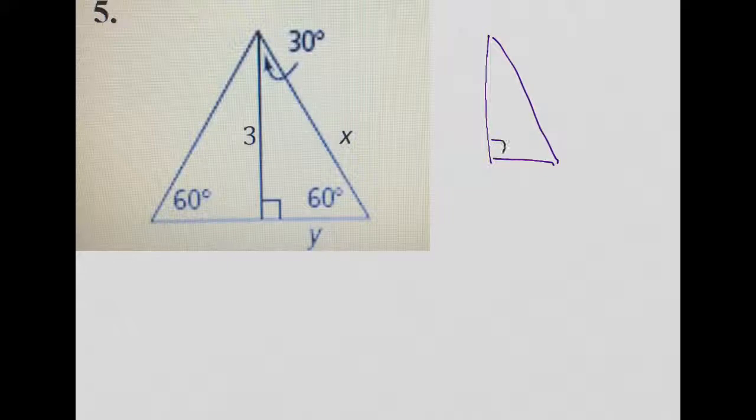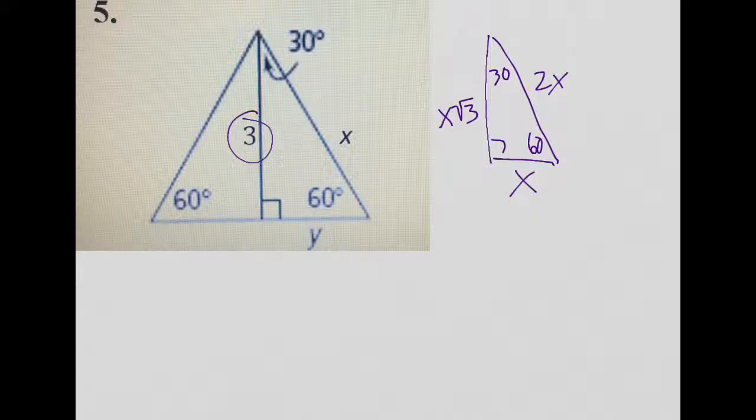So remember, when you are dealing with a 30, 60, 90 triangle like this, the side opposite from the 30 is your x, the hypotenuse is your 2x, and then the third side is x root 3. And so look at what we know. On our triangle, we know that value right there, that 3, the side opposite of the 60.